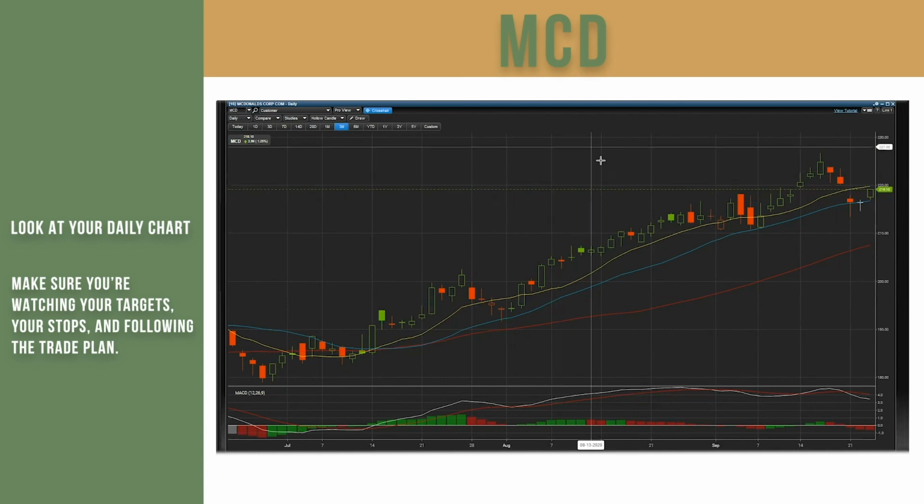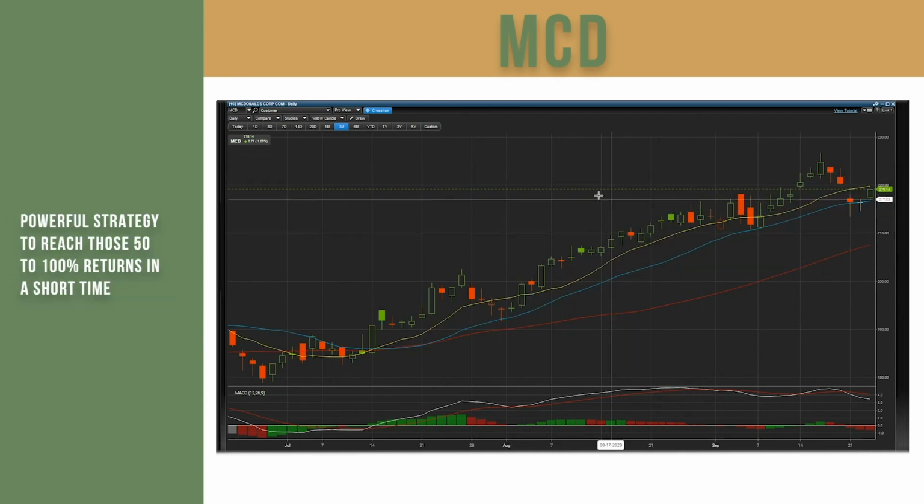It gives you defined risk. You know your max profits. You know when to use it with the trade plan. And this is a powerful strategy to capture those quick 50 to 100% returns in a very short period of time. It reduces the cost of the trade, like we showed you, $165 compared to $900 if you went with the call.